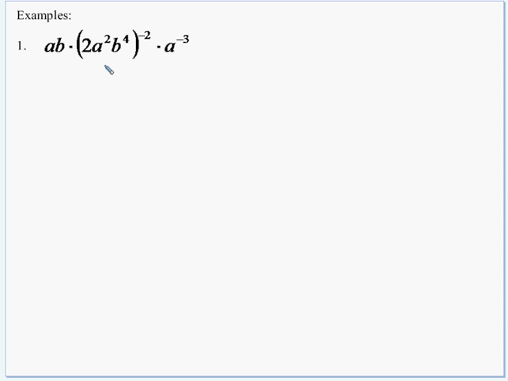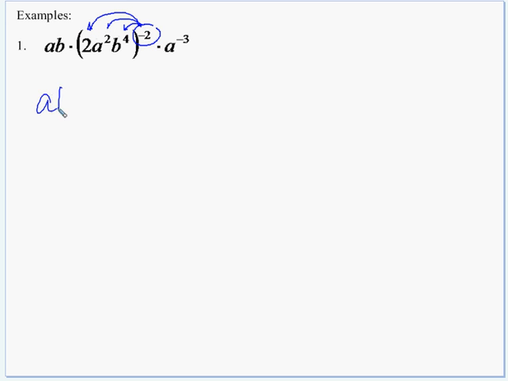My theory is if you just stick with order of operations, it'll be consistent every time. So in order of operations, we start with our parentheses. We can't do anything inside of it, but we do have this exponent out here. Now we're going to distribute this exponent to every single base inside the parentheses.